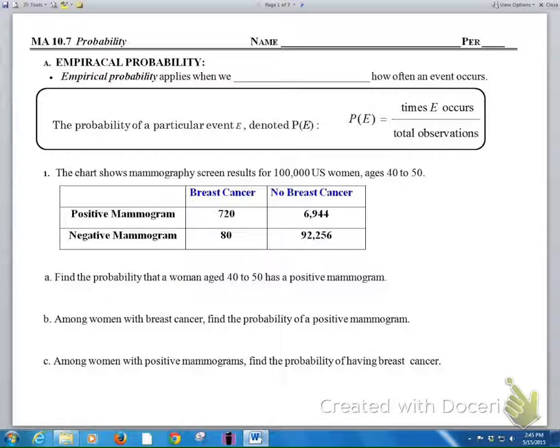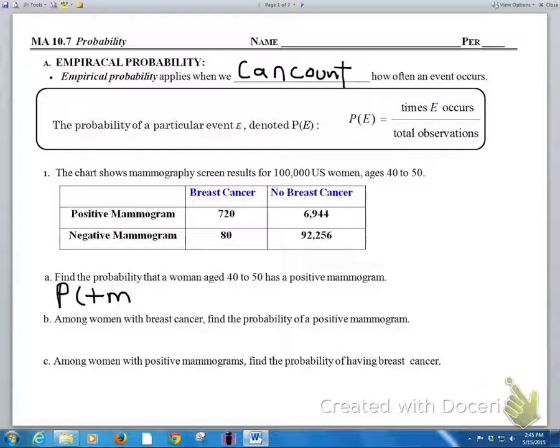Empirical probability. Empirical probability applies when we can count how often an event occurs. The probability of a particular event is denoted P of E. So probability of E is the number of times E occurs over the total observation.